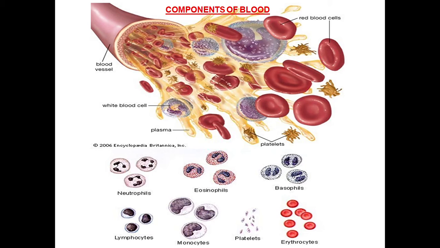You can see the structure of different types of connective tissues. Structure of blood. See, blood vessels are here. These are white blood cells. The liquid portion of the blood, plasma, in which all the cells are suspended. Then these are the red blood cells, and these are the platelets.